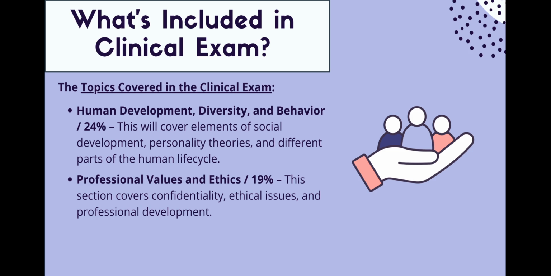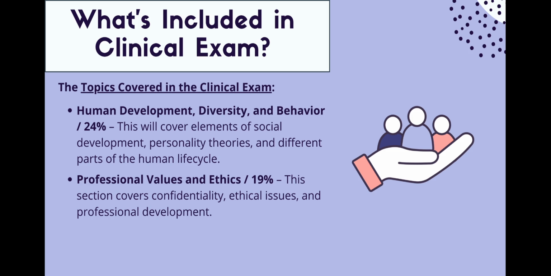The third piece of the exam with some similarities to the master's exam is human development, diversity, and behavior. So this covers elements of social development, it covers personality theories, and different parts of the human development life cycle. These questions make up 24% of the clinical ASWB exam. And finally, similar to the master's exam, you have a fourth section on professional values and ethics. So in this case, this makes up 19%, so a smaller section of the clinical exam, but still focusing on ethics. So you'll have questions around confidentiality, ethical dilemmas and issues, and professional development.